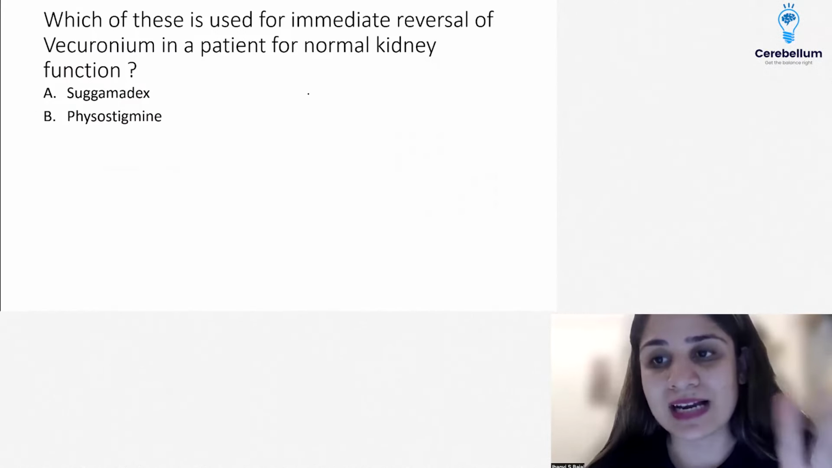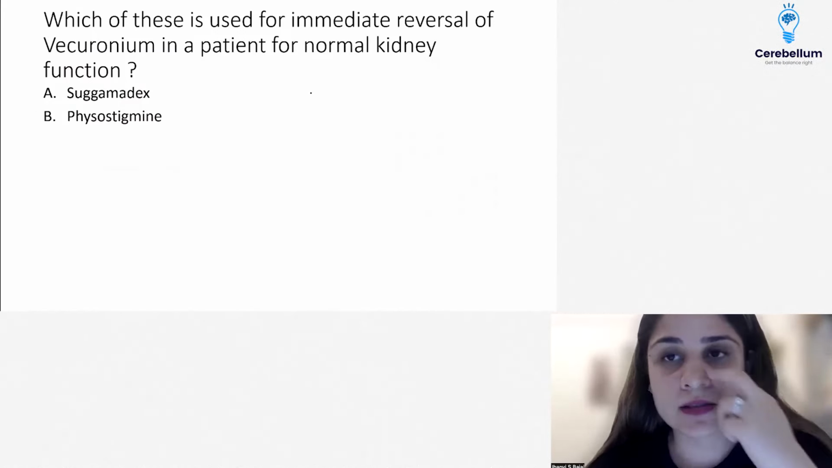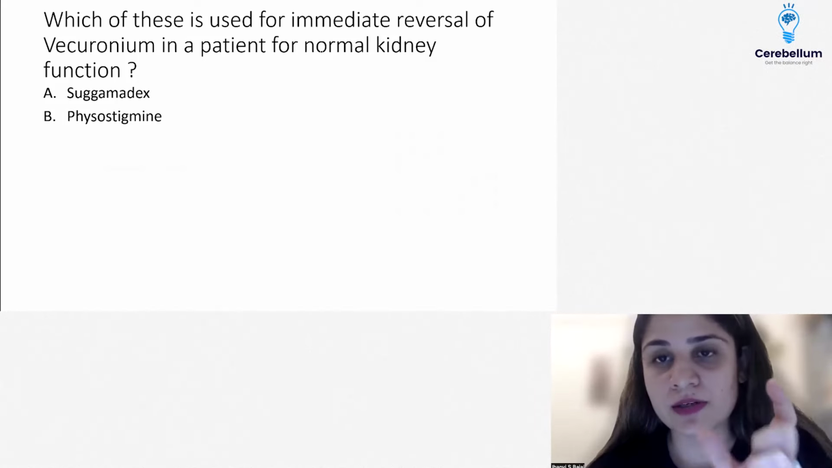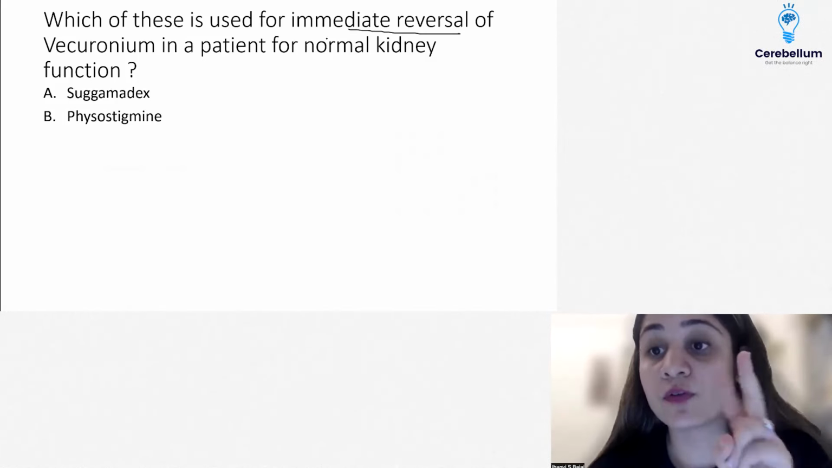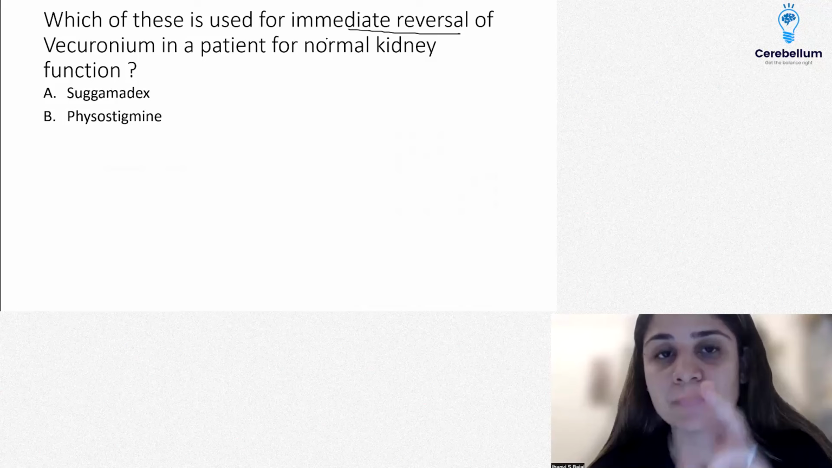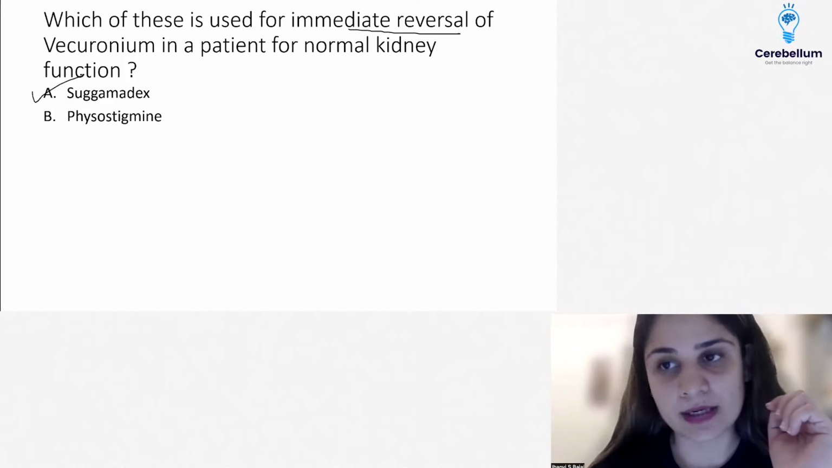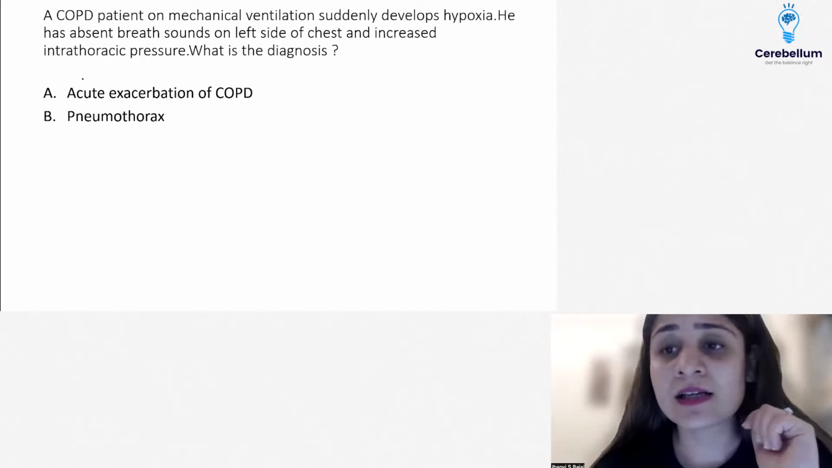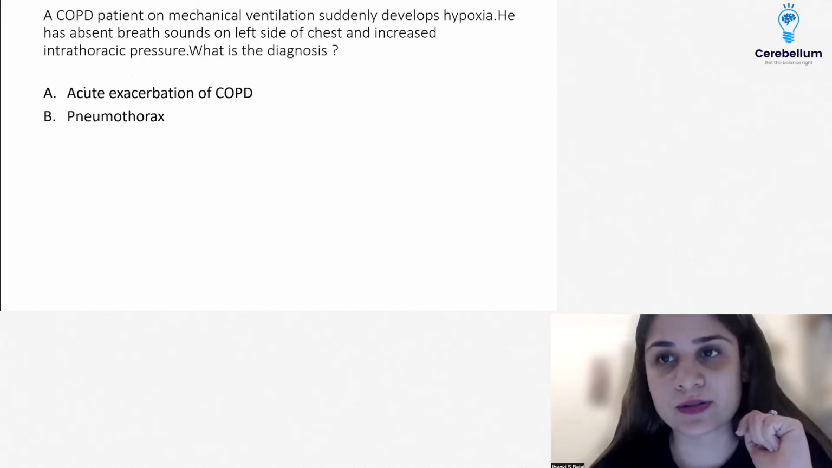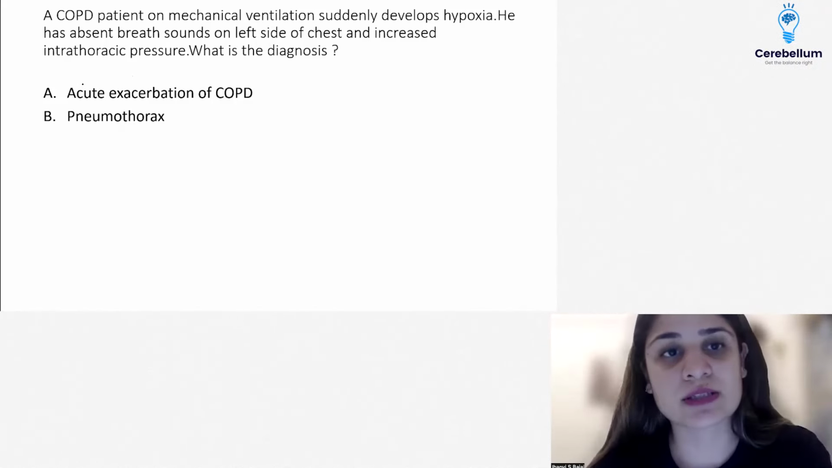Very simple from INI-CET recently, which is the drug used for immediate reversal. Whenever they use the words immediate reversal of two drugs, vecuronium and rocuronium, the answer is Sugammadex, always Sugammadex. Okay. Next, a COPD patient on mechanical ventilation suddenly develops hypoxia. Guys, I'm discussing the first shift questions. Adenosine was in the second shift.